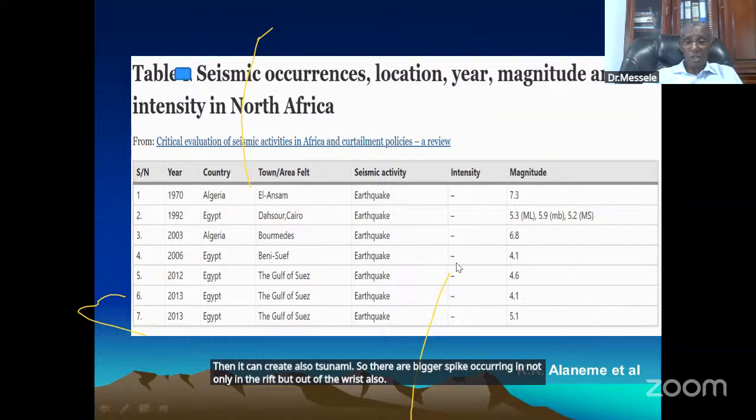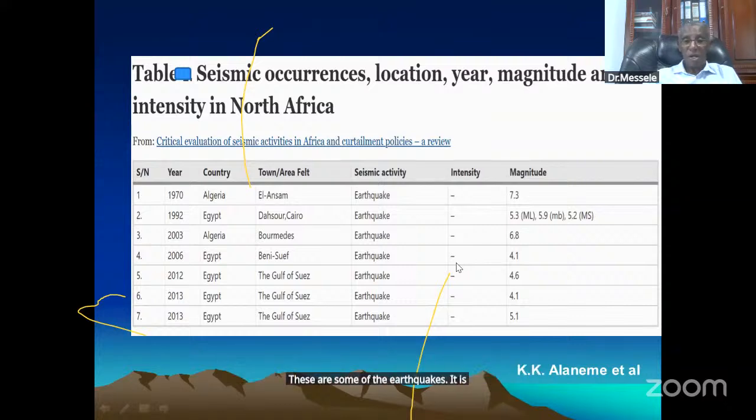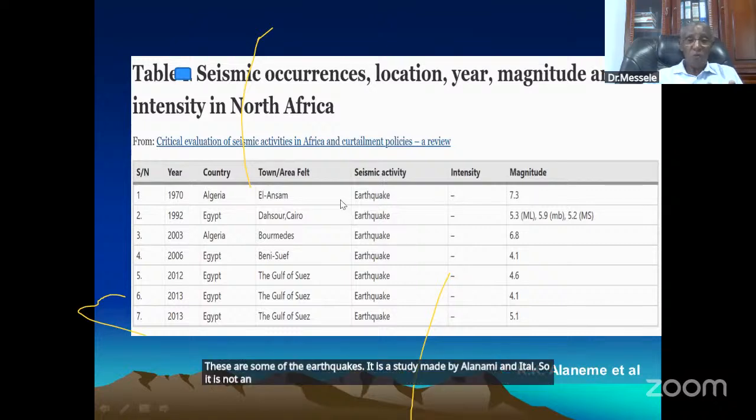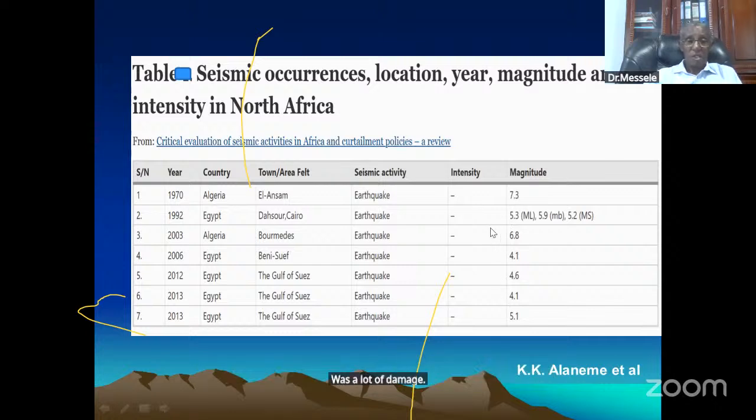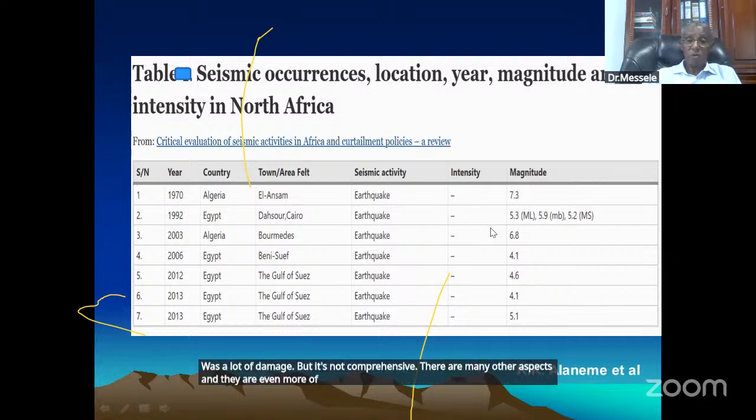These are some of the earthquakes. It is a study made by Alaname et al. So it is not an overall record, but for the North Africa zone, they have recorded between 1970 and 23 earthquakes. 7.3 is the Ansam earthquake, which is very famous, 1970, with a lot of damage. But this is not comprehensive. There are many other earthquakes, Algeria, even Morocco, the Agadir earthquake. But it gives an idea, thanks to the study made by Alaname et al.